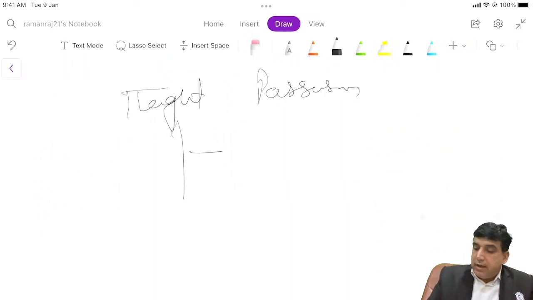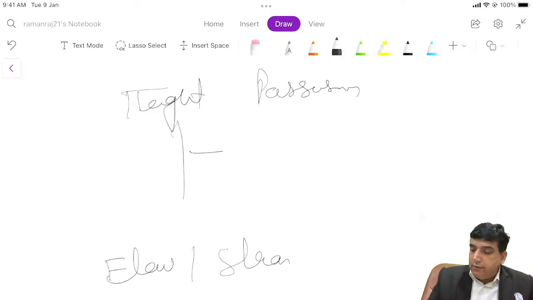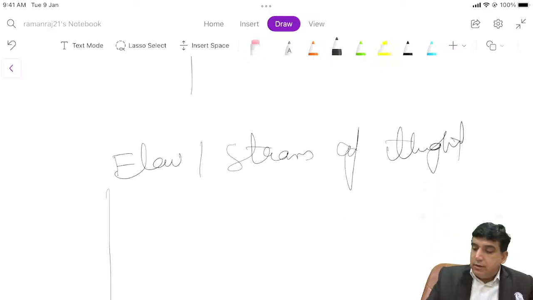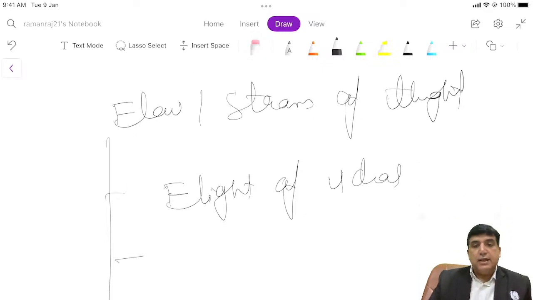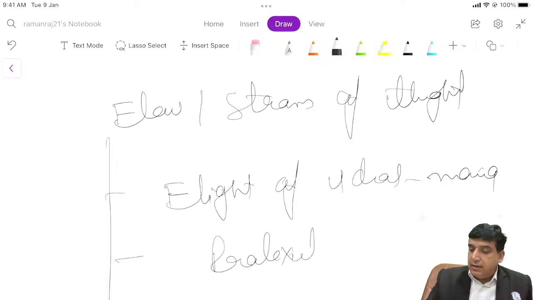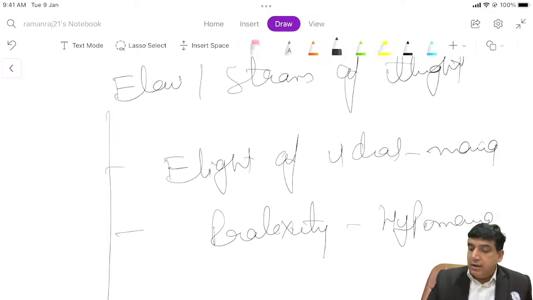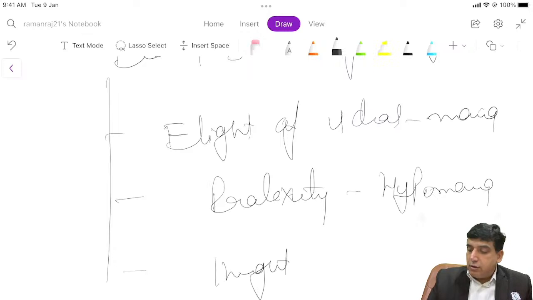Flow, or stream of thought. Which disorders do we describe here? Flight of ideas, which we see in mania. Prolixity, which we see in hypomania. We have thought block, sudden stoppage of thought. We have perseveration.